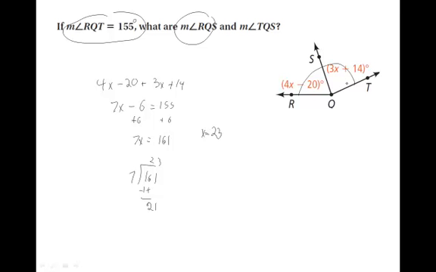Now, one mistake you want to avoid making is thinking, oh, these are both going to be the same thing because this is half. But we're not told that this ray cuts these angles in half. So you're going to get different values for each.